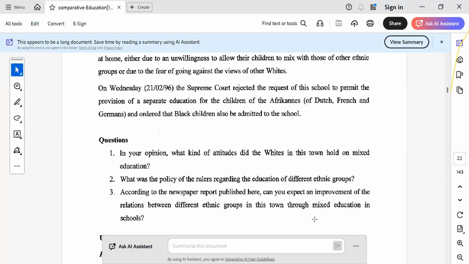So what is your opinion about this first question? In your opinion, what kind of attitudes did the whites in this town hold on mixed education? So mixed education means white plus blacks, white plus non-whites. So what are the attitudes the whites had?